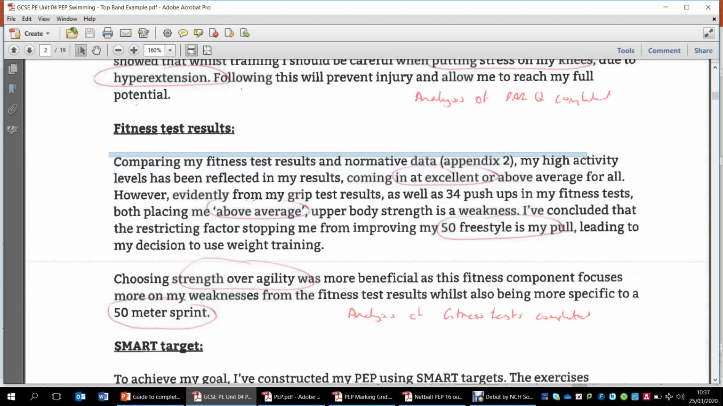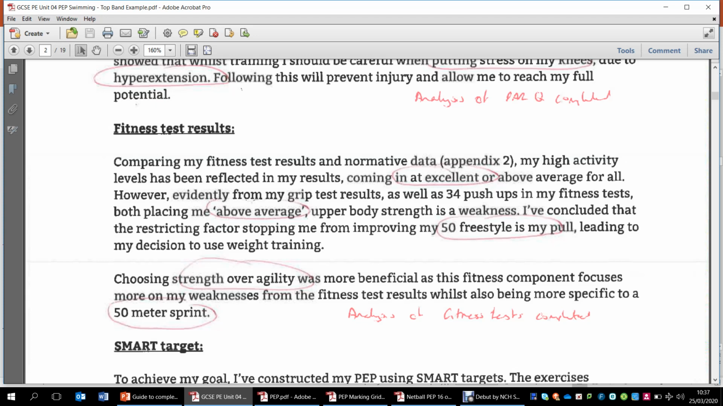They're in Appendix 2. My high activity levels have reflected in my results, coming in excellent or above average for all. So what they've done here is grouped their results. They've looked at more than 3 fitness components, and because their results are common, with lots of excellent or above average results, they've grouped them and brought them together. However, evidently from the grip test results, I'm assuming that's a hand grip dynamometer, as well as 34 push-ups in my fitness test, so that'll be the 1 minute push-up test, both place me above average, although that's still quite a strong component of fitness.